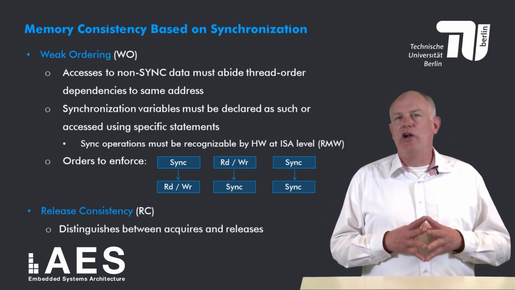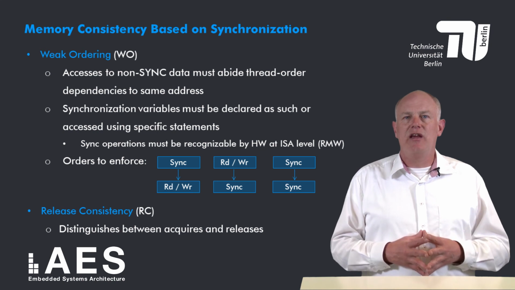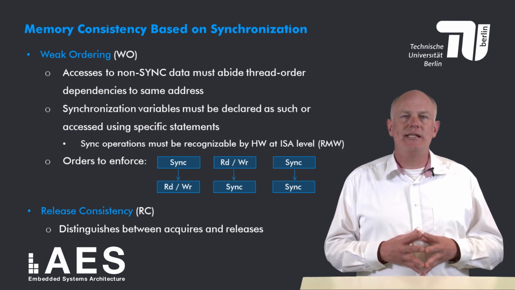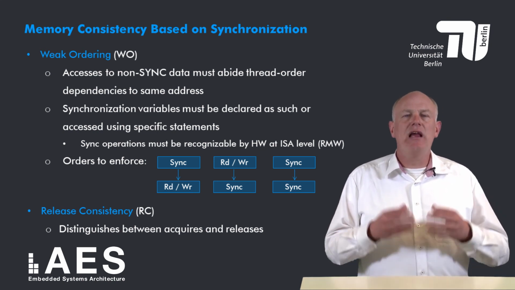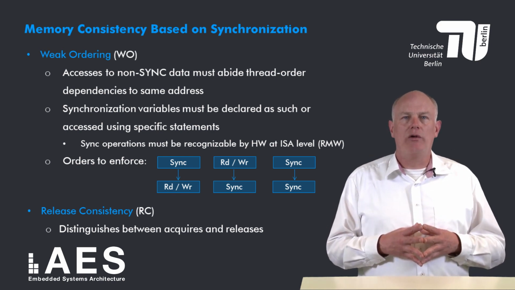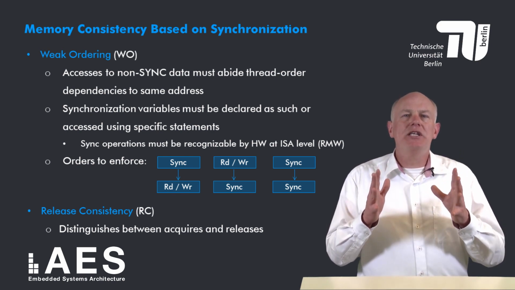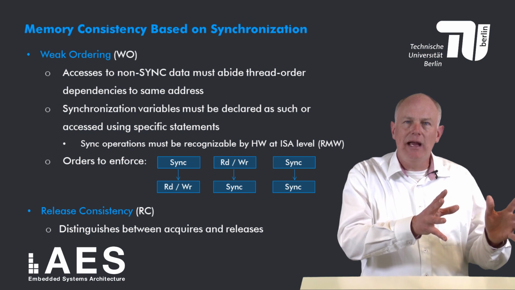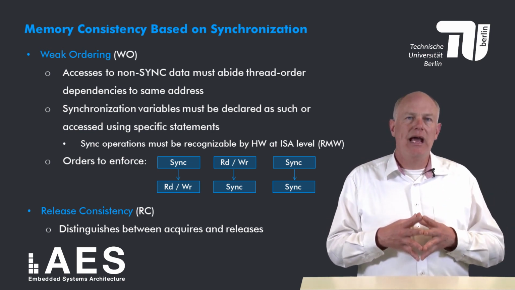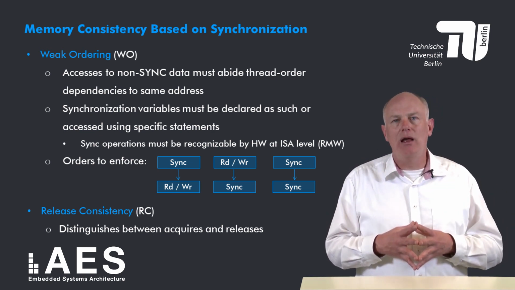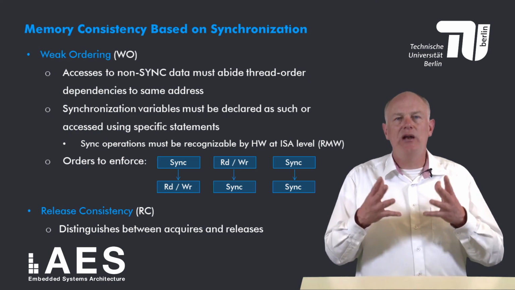The second memory consistency model based on synchronization is called release consistency. This model is even weaker than weak ordering. It distinguishes between acquiring and releasing a lock and exposes even more parallelism in the memory system than weak ordering.